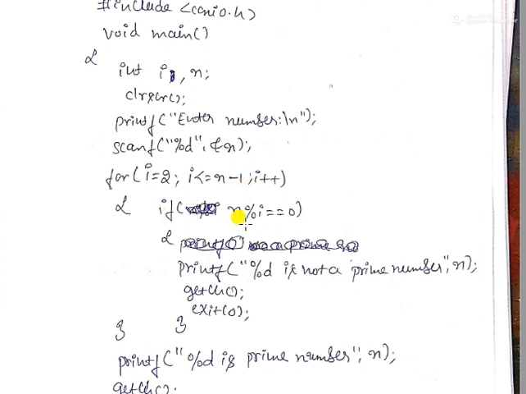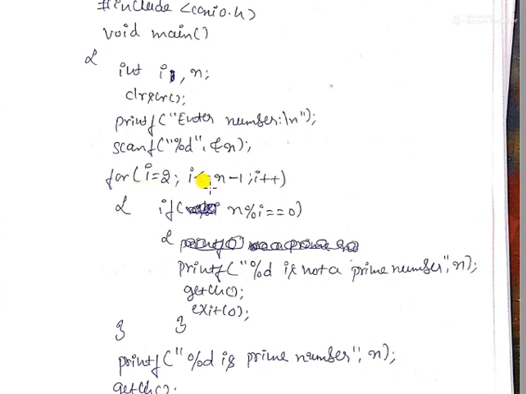So next it will check if n modulus of I equal to 0. n modulus of I in the sense, n value is 5. 5 modulus of 2 is 1. Okay, 1 equal to 0, condition fails. But I value increments to 3.